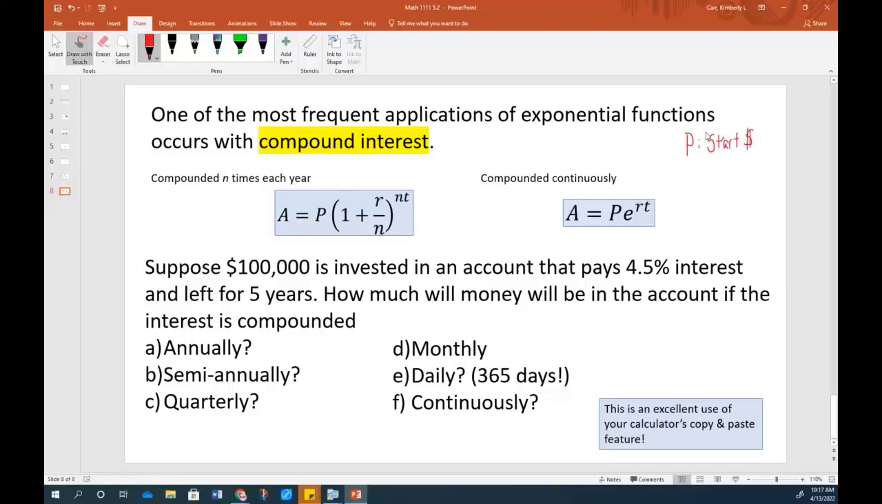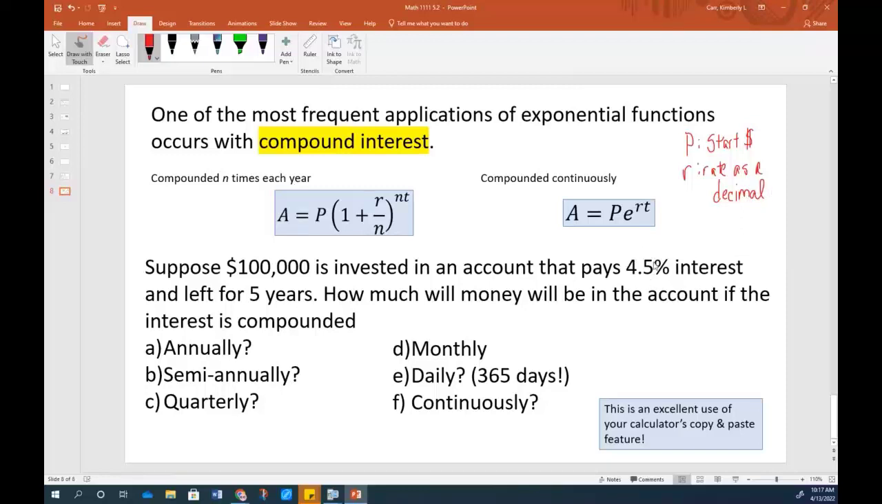That could be money that you start off taking out in a loan or that you start off depositing in an investment or something, okay? R is your rate as a decimal. Now, a note about that. When I say as a decimal, I mean not as a percentage.